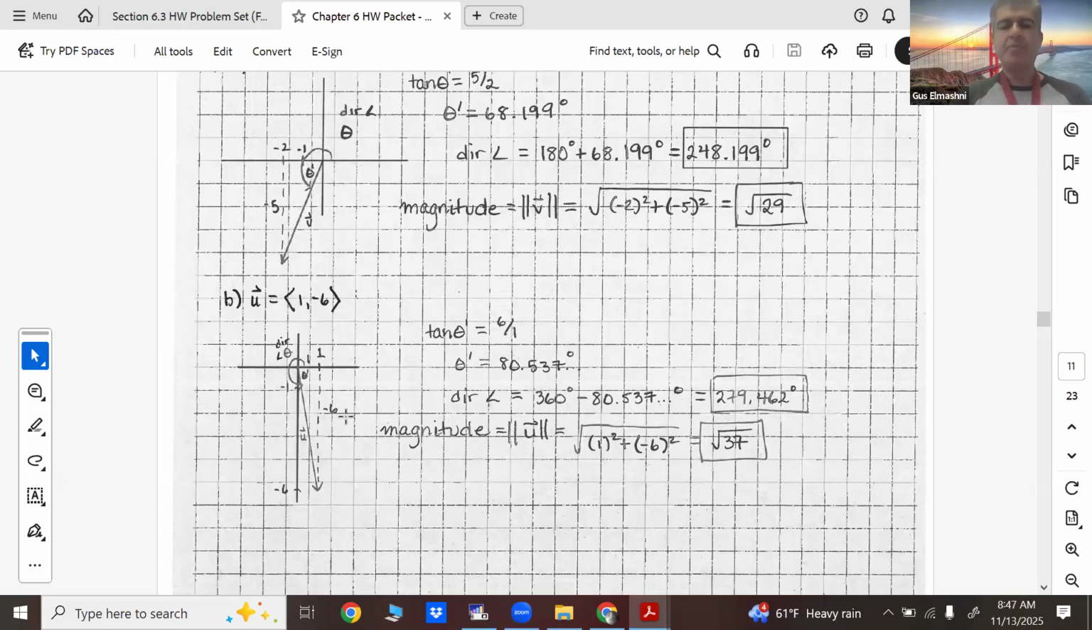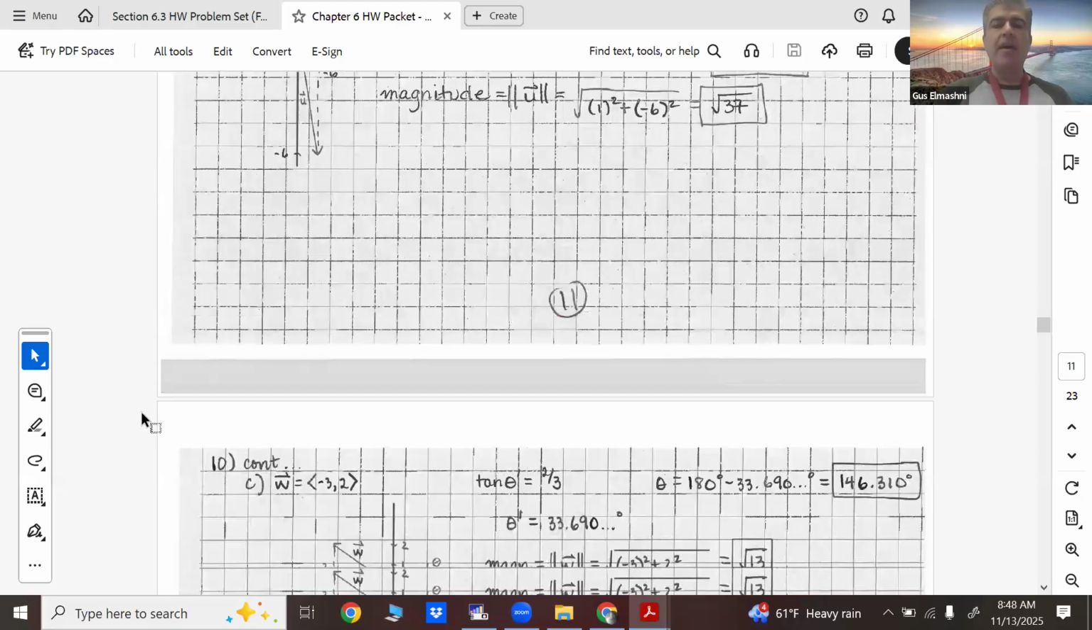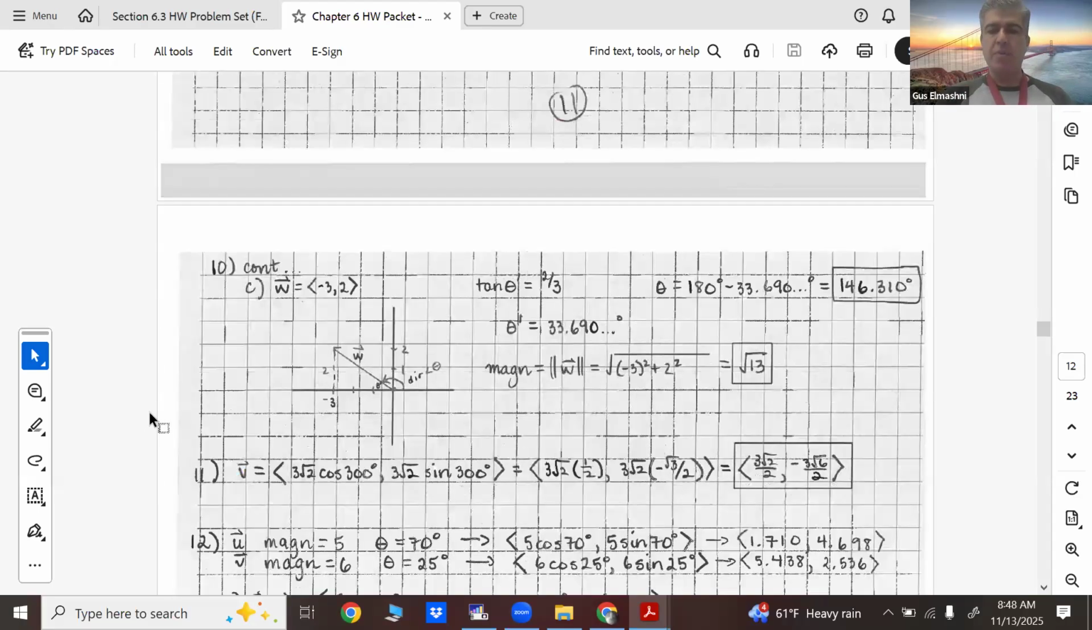It's the same thing. 270 plus the angle. No, because it's supposed to give you negative 80.537. Add 360 to it, gets 279.462. That's the same thing as adding 360 to negative 80. You could find the angle along the axis too, sure. All right. And there was also a part C as well. It's more the same stuff.